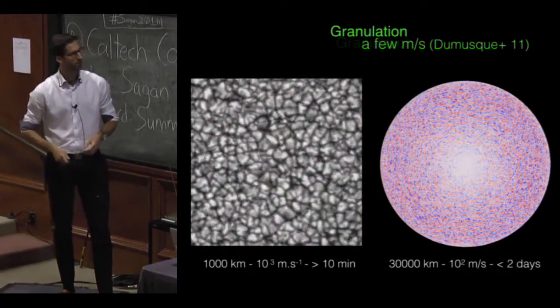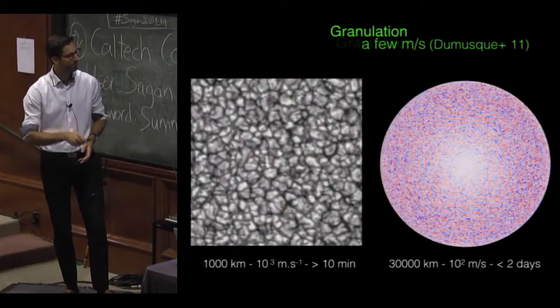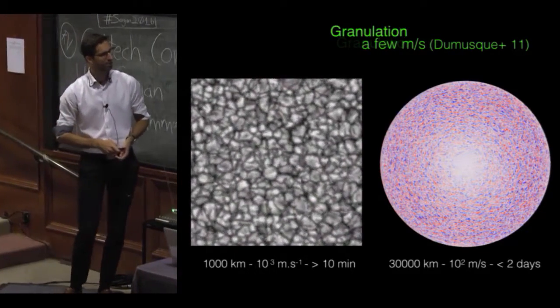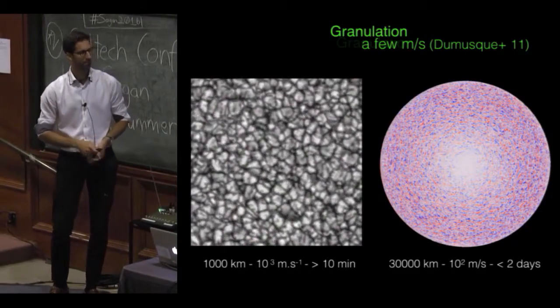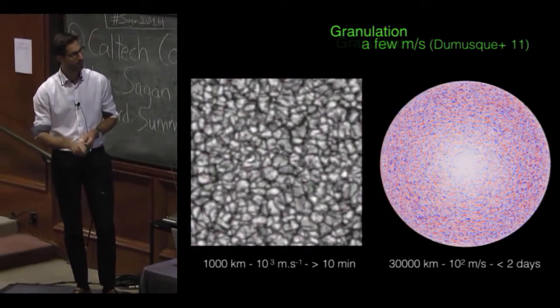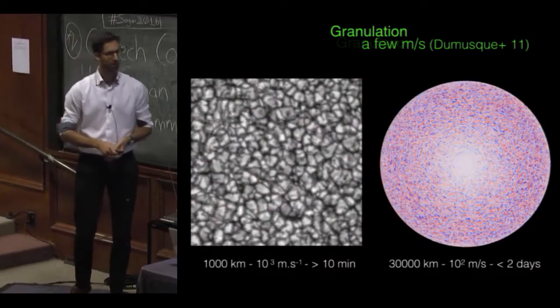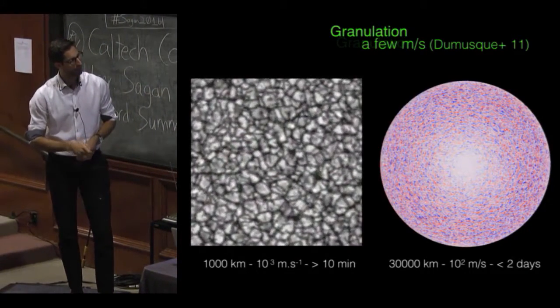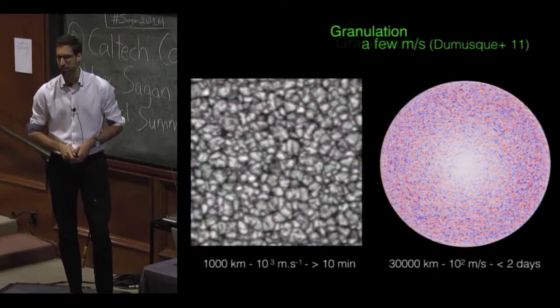So you have an evolution time scale on this. This is on very small scales, about 1,000 kilometers in this case, and a short time scale, 10 minutes, half an hour, something like that. But then if you look at a Dopplergram of the Sun, this is the entire solar disk, you also see some cells, blue shifted and red shifted.